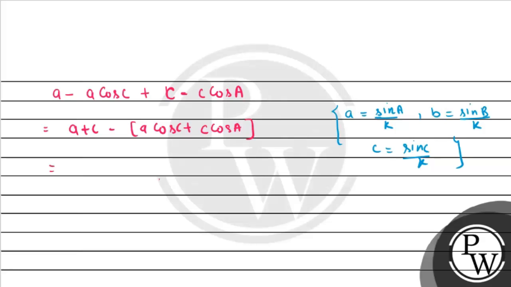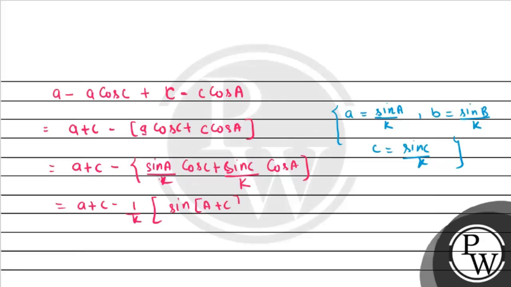Now here we can write, in place of a into cos c plus c, क्या लिख सकते हैं? sin c upon k cos a. Now a plus c, take 1 upon k common. So here we have the formula sin a cos c plus sin c cos a. Okay, so this is the formula of sin a plus c. Now we can write a plus c minus 1 upon k.